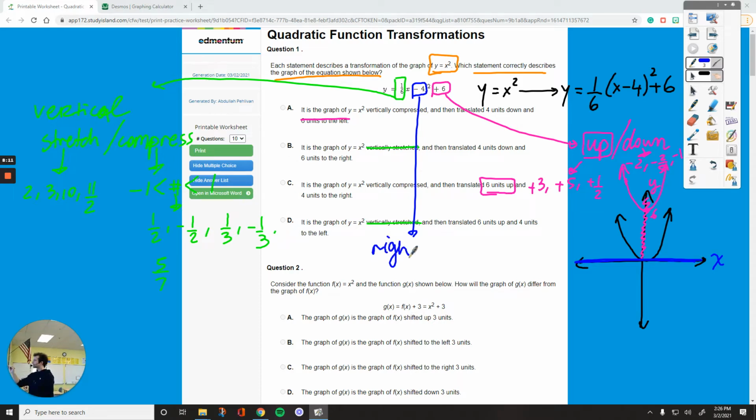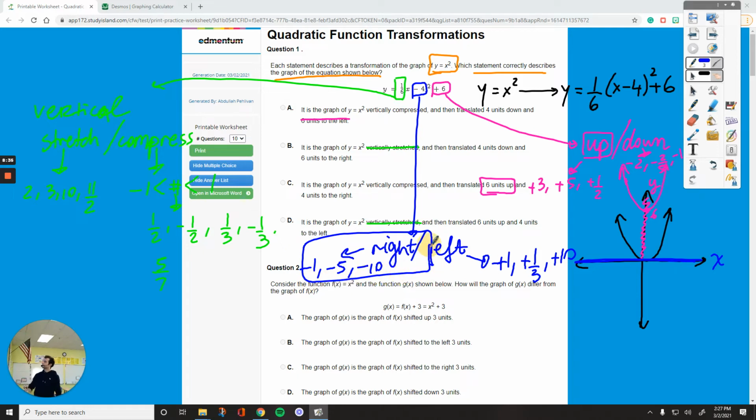So it's either right or left. When we add or subtract a number to the x or from the x, positive numbers mean left, positive 1/3 or positive 10, and negative numbers are telling you to translate it to the right. So we have a negative number. That means we are dealing with right 4 units. So this right here is the one that we are looking for, so that would be our answer.